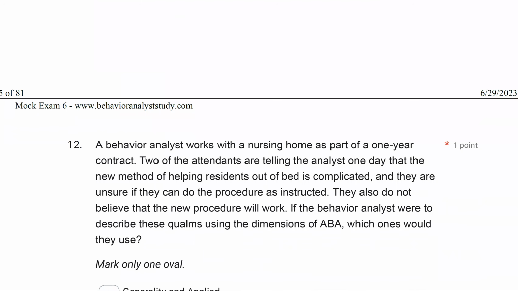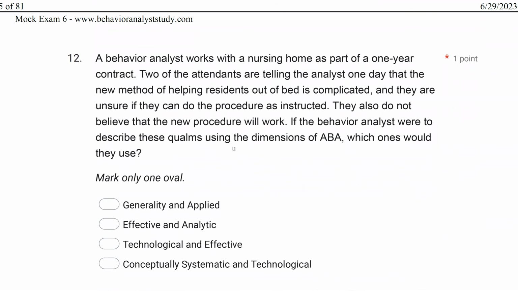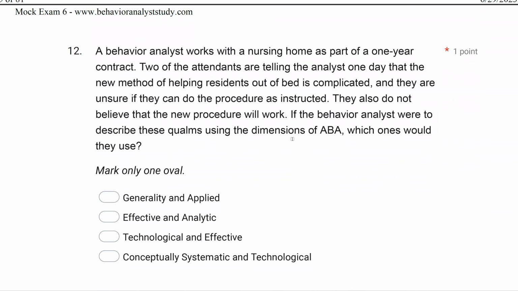12. A behavior analyst works with a nursing home as part of a one-year contract. Two of the tenants are telling the analyst one day that the new method of helping residents out of bed is complicated, and they are unsure if they can do the procedure as instructed. They also do not believe that the new procedure will work. If the behavior analyst were to describe these qualms using the dimensions of ABA, which ones would they use?